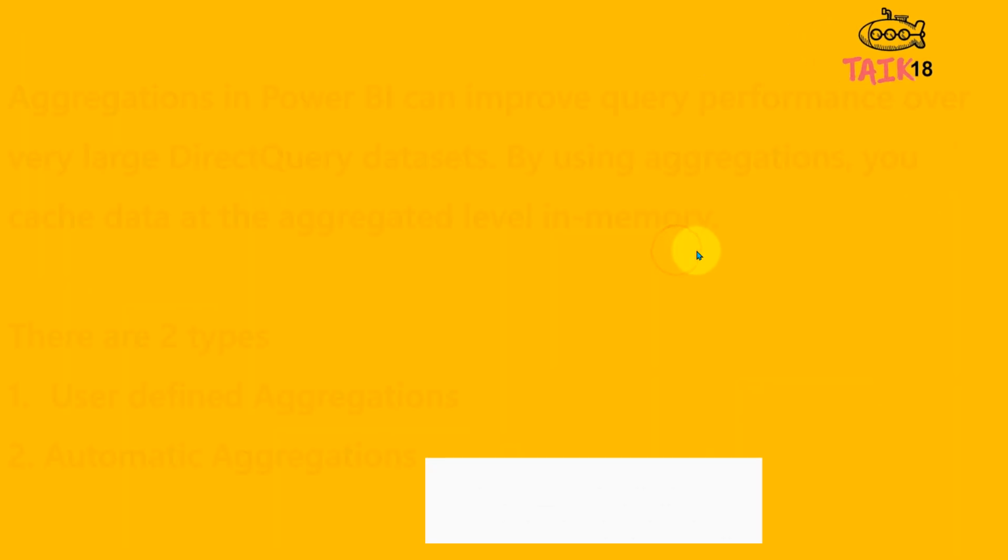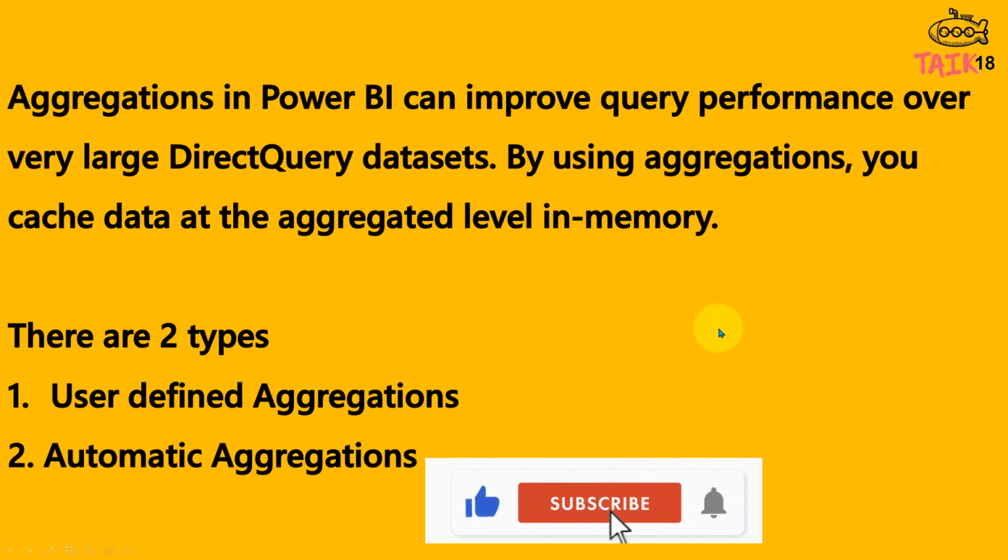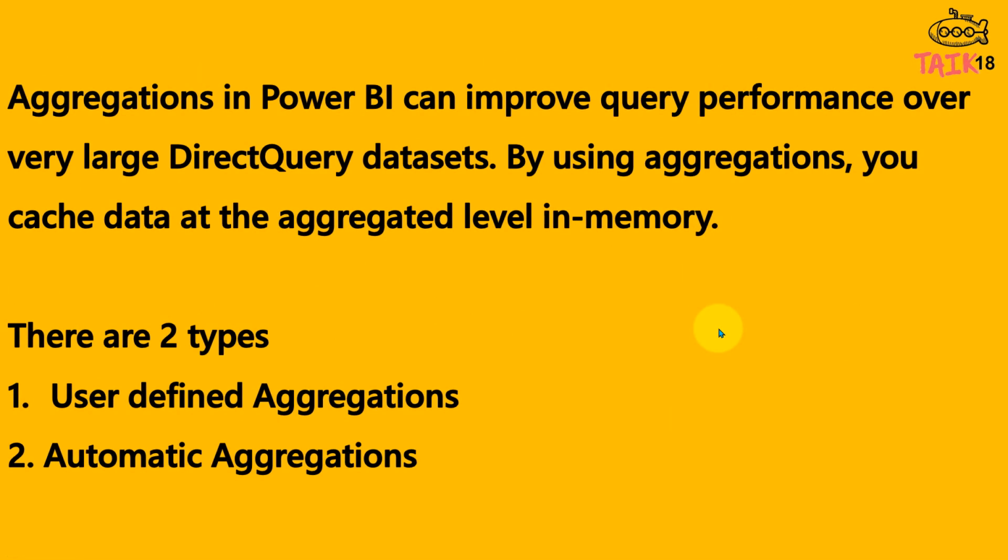Aggregations in Power BI can improve query performance over very large DirectQuery data sets. By using aggregations, you cache data at the aggregated level in memory. If you have a large data set, you can add an aggregated value in import mode and keep the detailed information in DirectQuery itself. Yes, in a single report, you can make use of both DirectQuery and import mode features in Power BI.